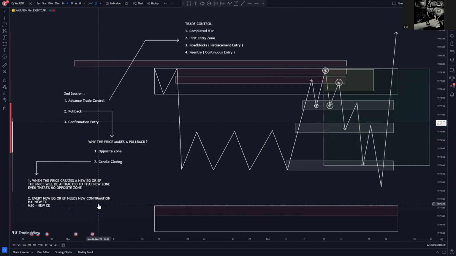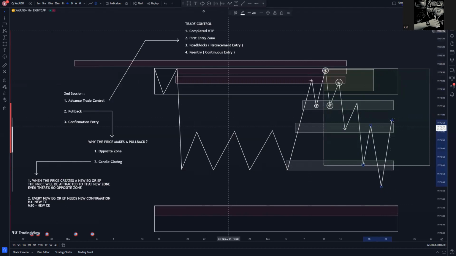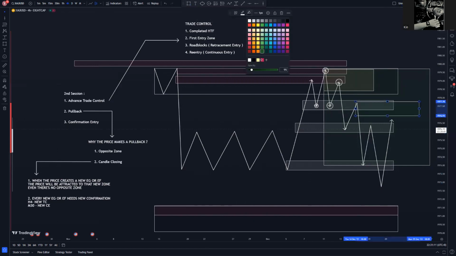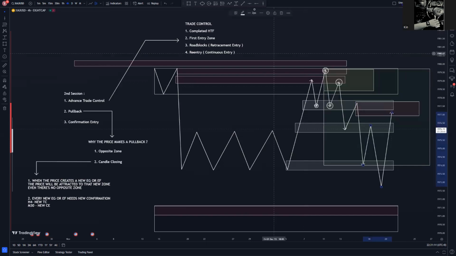Talking about confirmation, it's not just about the confirmation entry, but the confirmation that the current market price needs to create. So for now, H4 needs a new TC. If the price wants to go down, it needs to respect maybe this first entry somewhere here. After respecting the first entry, the price is going to go down, create DC, and then create EF, something like that. And after that, the price is going to go down to our next zone.